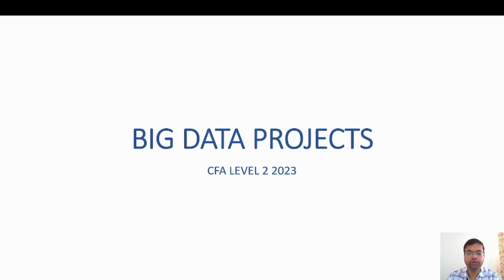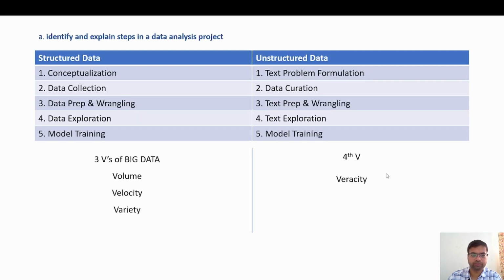So today we are going to discuss big data projects. Let's go through the first learning outcome statement. Identify and explain steps in a data analysis project. So there are two types of big data. One is structured data and one is unstructured data.